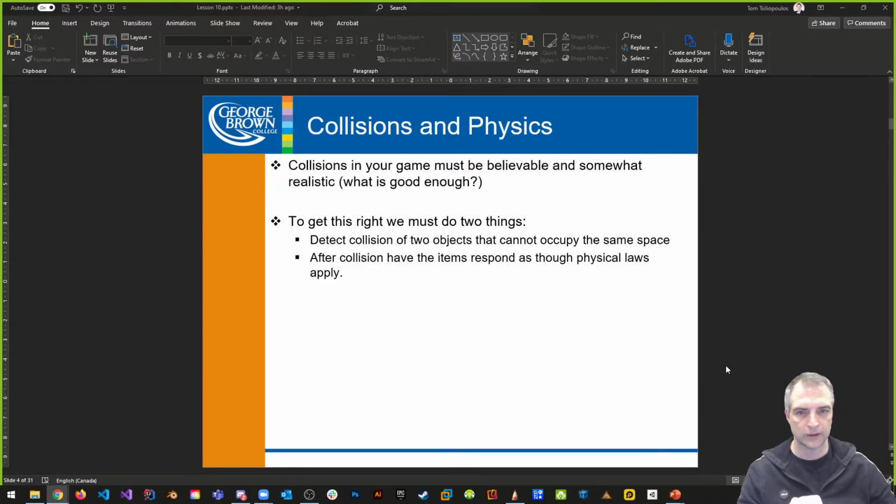So really, at the end of the day, you want to make it so that your collisions are believable and somewhat realistic. And the idea in your mind should be, is it good enough? Is it good enough? Why? Because we can get really super pixel perfect collision detection. And the problem with that is once we get pixel perfect collision detection, it becomes cumbersome. I mean that the calculations that you have to do every frame go up a lot.